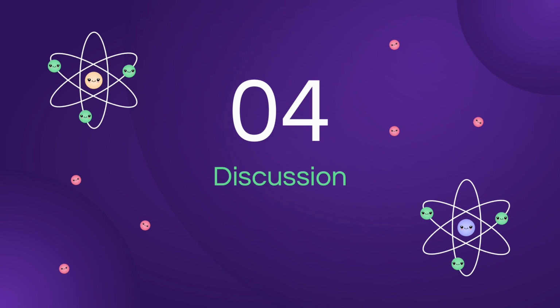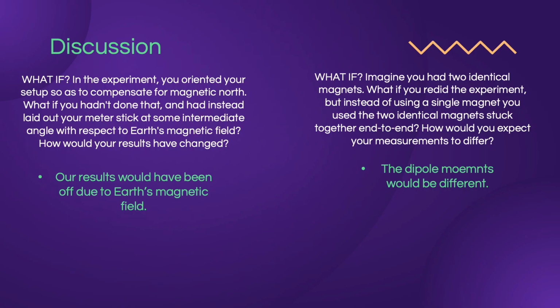For the discussion, what if in the experiment you oriented your setup so as to compensate for magnetic north? What if you had done that and had instead laid out your meter stick at some intermediate angle with respect to Earth's magnetic field? How do you think your results would have changed? The results of the experiment would have been different due to Earth's magnetic field, which was different in this case.